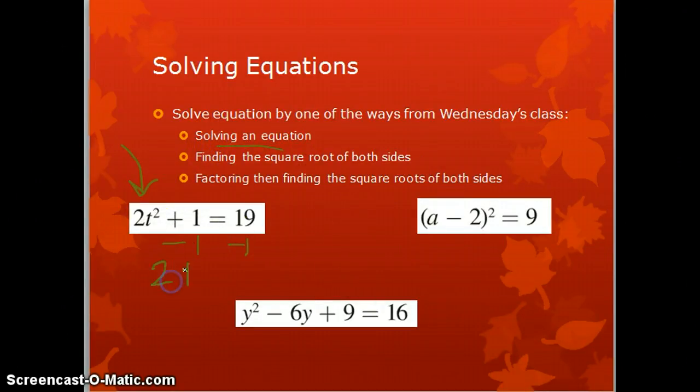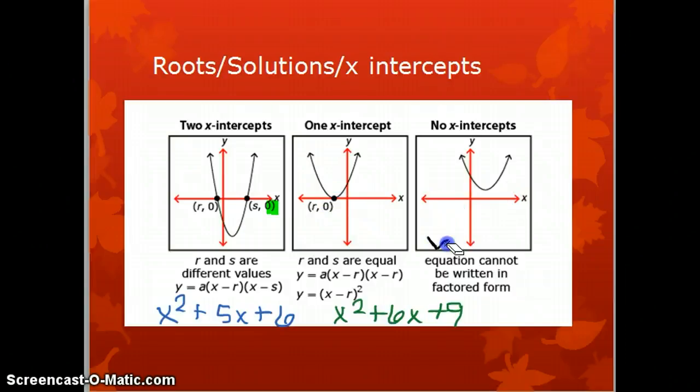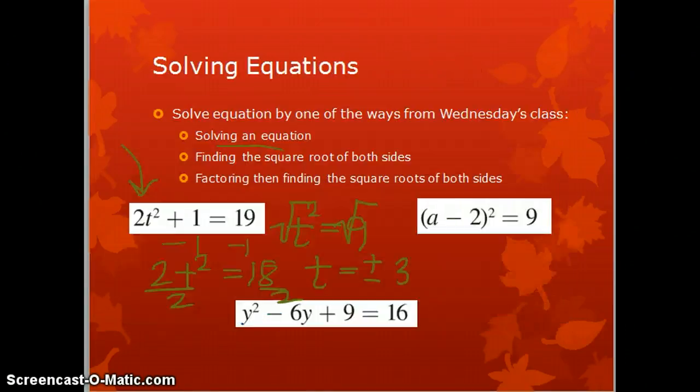Subtract 1 from both sides. So you're left with 2t squared equals 18. And we're just step by step solving this equation. So t squared equals 9. You take the square root, and then t would equal either a positive or a negative 3. Meaning that has 2 solutions. If it has 2 solutions, then we are looking at this first example of our graph here, where it has the 2 x-intercepts. Has 2 solutions, so we're talking about 2 x-intercepts.